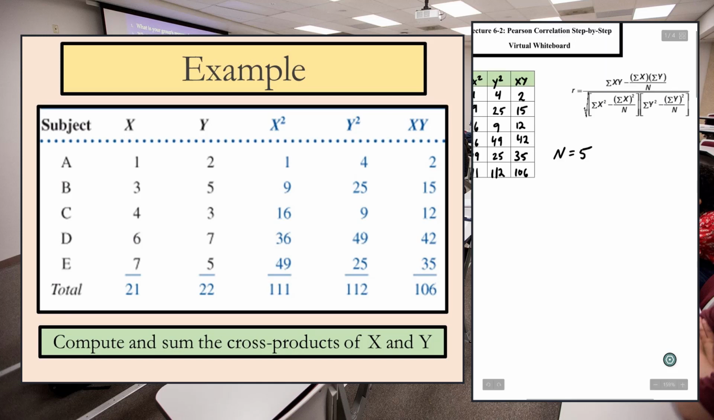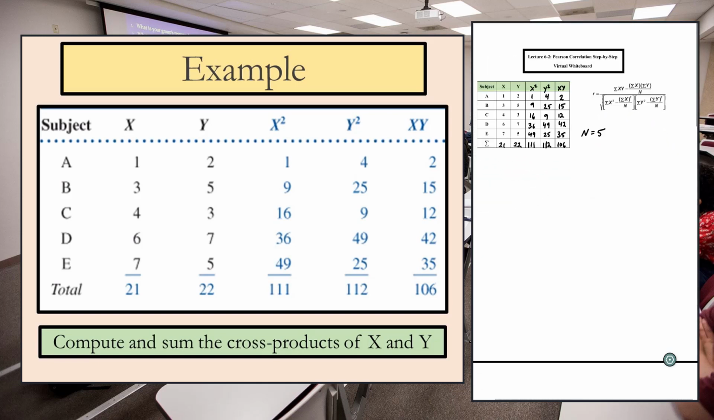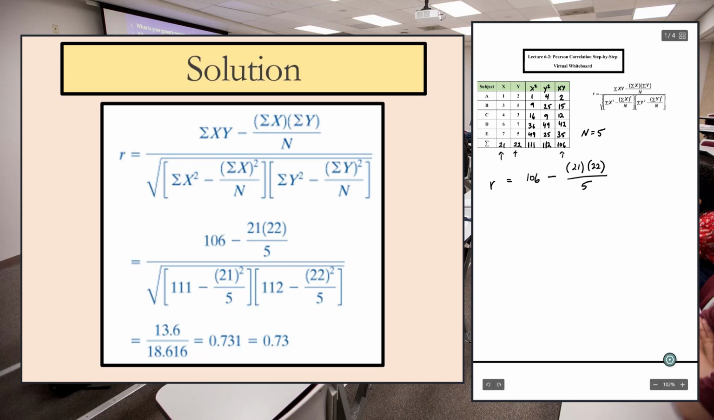Okay, and so now we can kind of zoom in here. This was our formula, right? And we just need to plug in the values that we've computed into this formula. So let's do that. So R is going to be equal to the sum of x times y, and that's going to be this value right here, 106. So 106, and then minus the sum of x, which is 21, times the sum of y, which is 22. And again, I'm getting those right here. Divided by n, which is 5. There's 5 people.